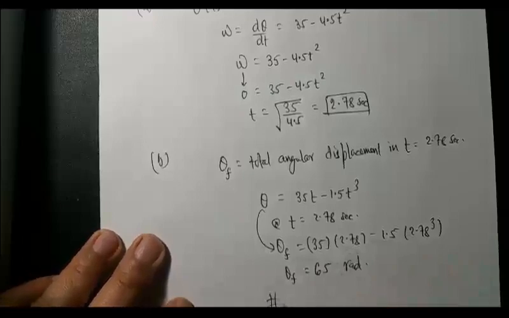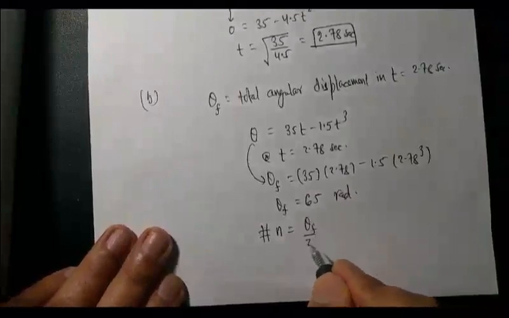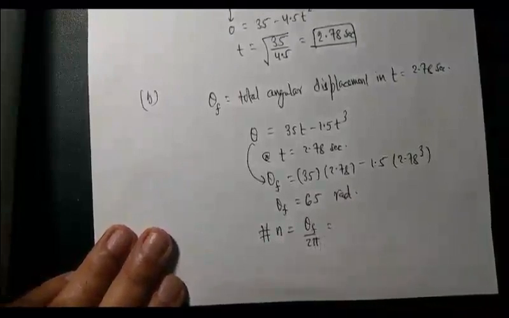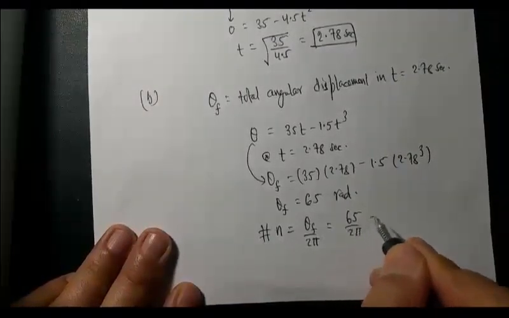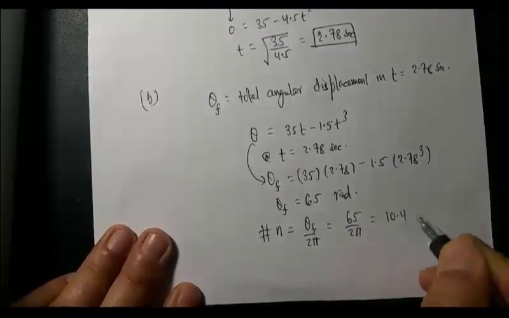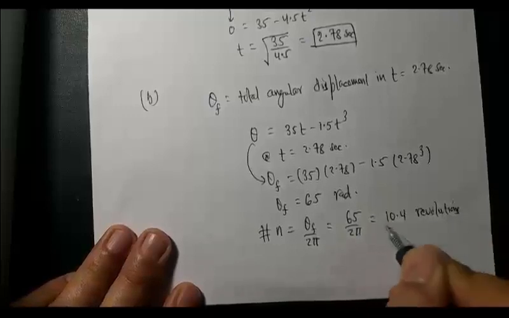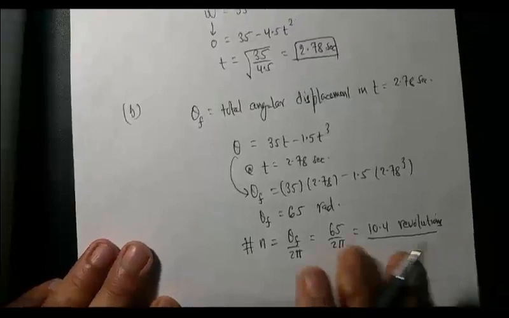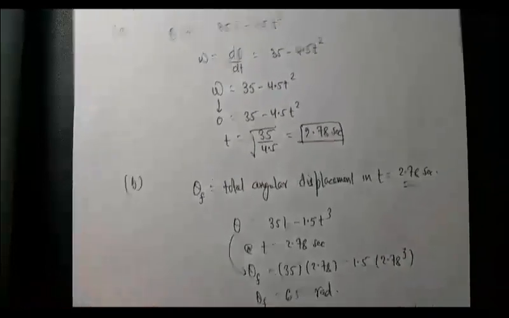And the total number of revolutions it made during this time, you just need to divide by 2 pi. So 65 divided by 2 pi gives you 10.4 revolutions. So it made about 10 revolutions within these 2.78 seconds. All right, so I'm going to show you one more problem.